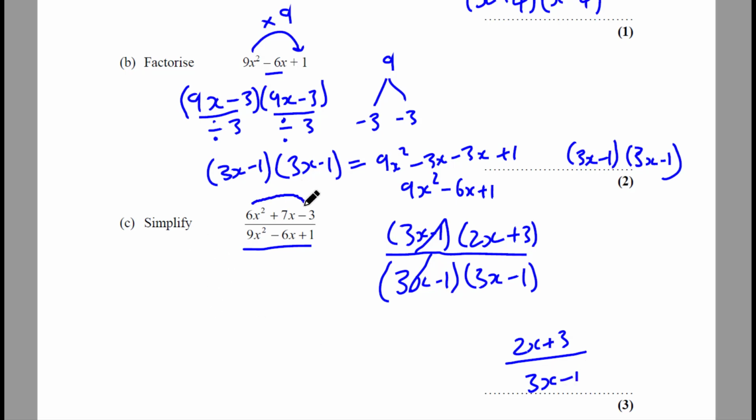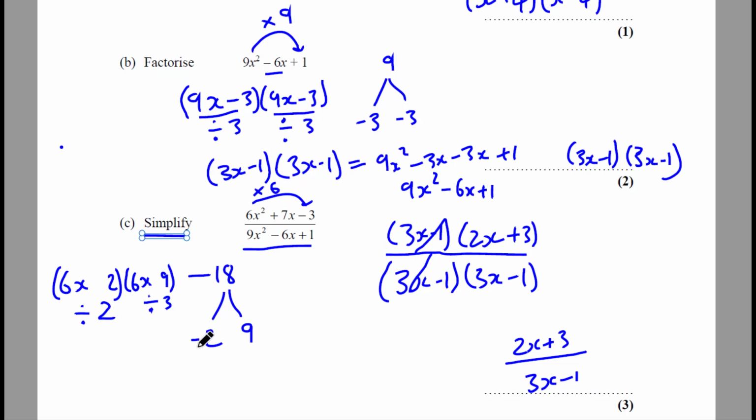So 6 times 3 is minus 18, because there's a minus sign there. Factors of minus 18 to make 7 have to be 2 and 9. So I know it's got to be minus 2 and 9, because if we multiply those together we get minus 18, and we want a plus 7, so 9 plus minus 2 is plus 7. So I just write this down.